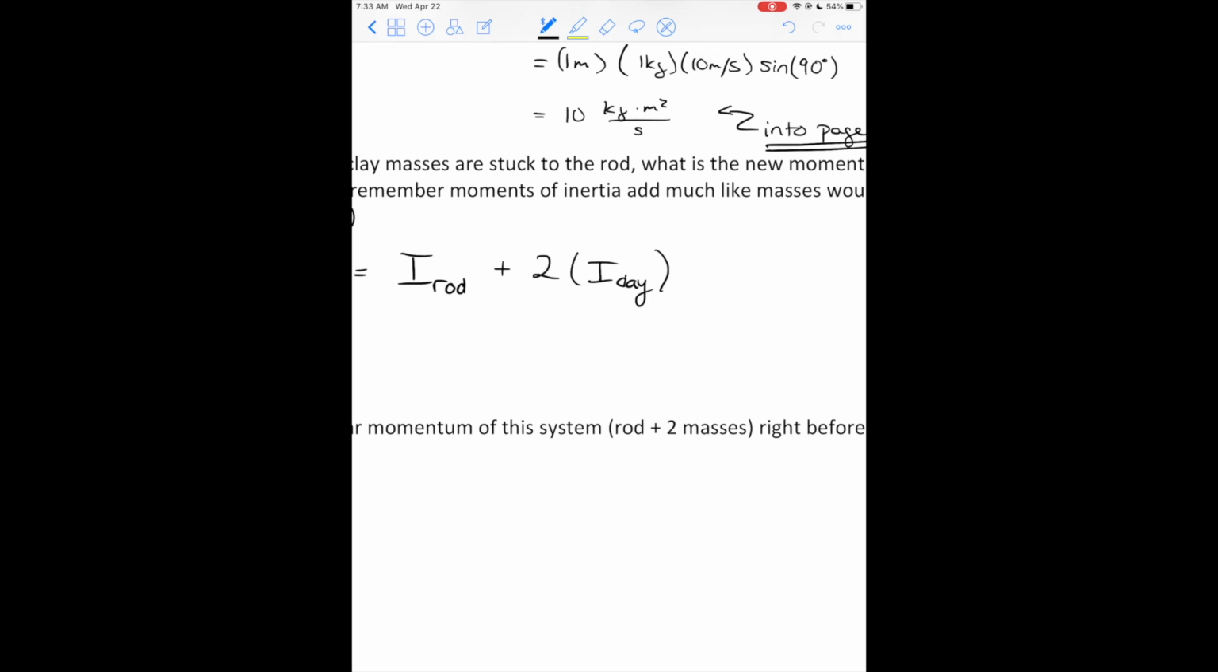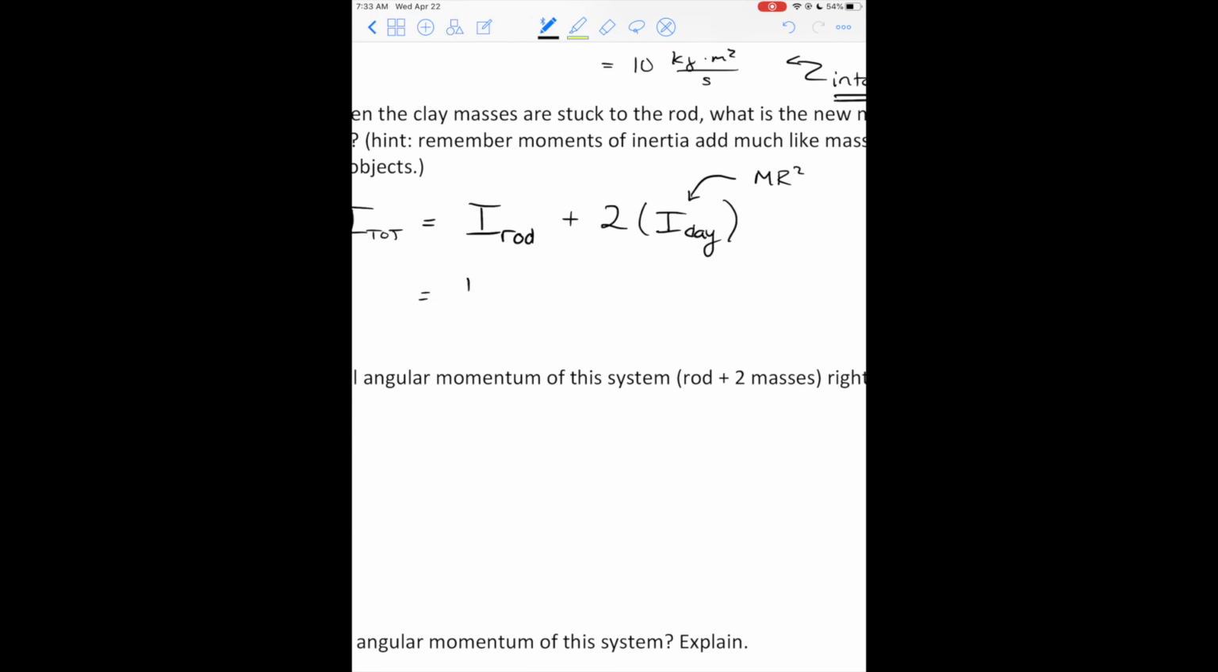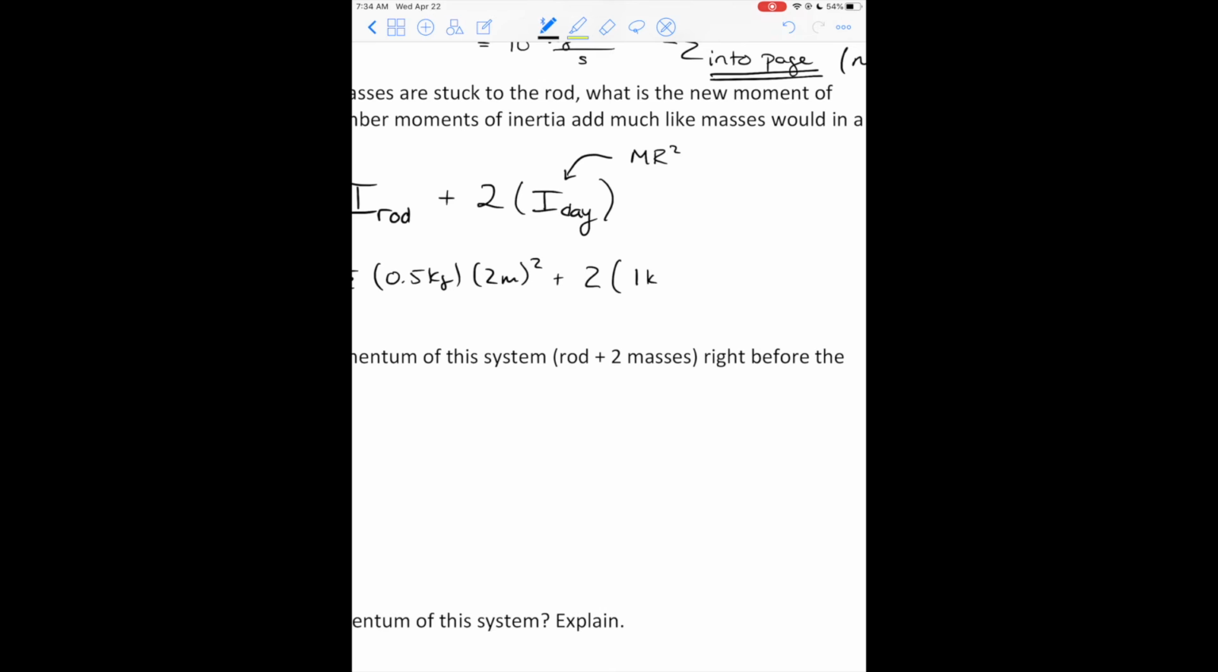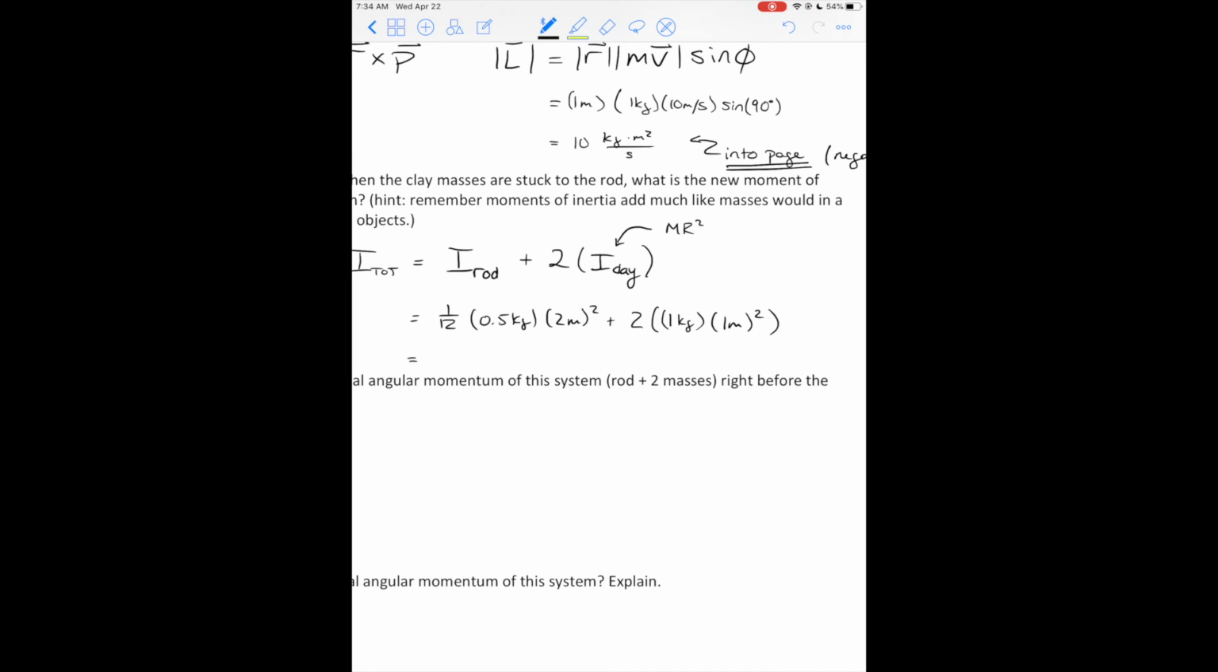Now, since these clay masses are really just point particles rotating about an axle, this is simply mr squared, straight up. So I have 1/12 times 0.5 kilograms times 2 meters squared, plus 2 times 1 kilogram times 1 meter squared. And there are 2 of these clay masses, so we multiply that by 2. What do we get? I get a moment of inertia equal to 2.167 kilogram meters squared. These units are rough, so be careful. Think about what you're plugging into them.